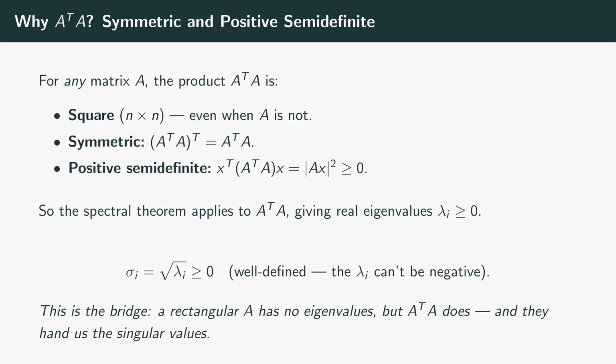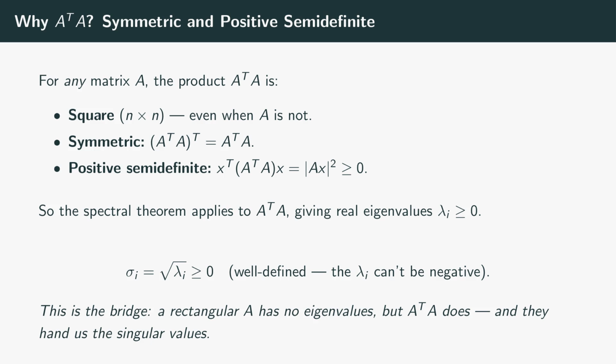Before we read off the pieces, let's understand why A transpose A is the magic ingredient. Take any matrix A whatsoever, even a wildly rectangular one with no eigenvalues of its own. Form A transpose times A. Three things are guaranteed. First, the product is square, of size n by n, where n is the number of columns of A, so it has eigenvalues even when A does not. Second, it is symmetric, because transposing A transpose A gives back A transpose A. Third, it is positive semi-definite. The quadratic form x transpose times A transpose A times x is just the squared length of A times x, which can never be negative.